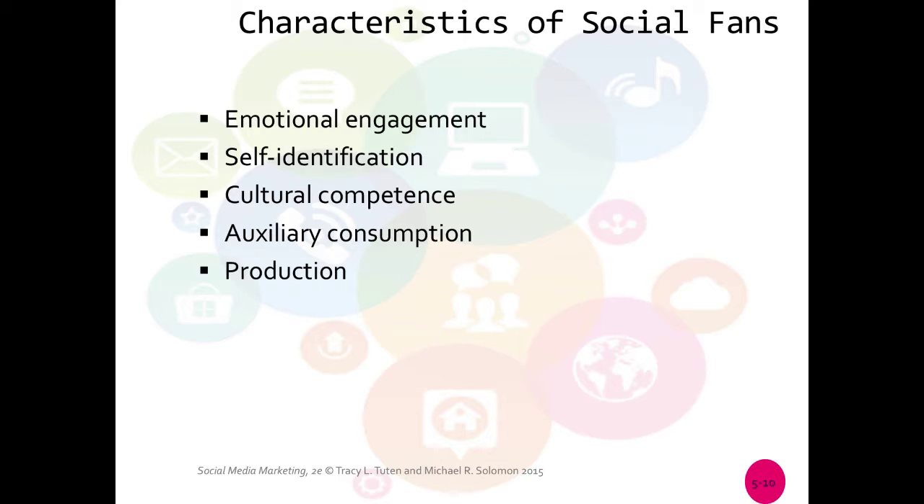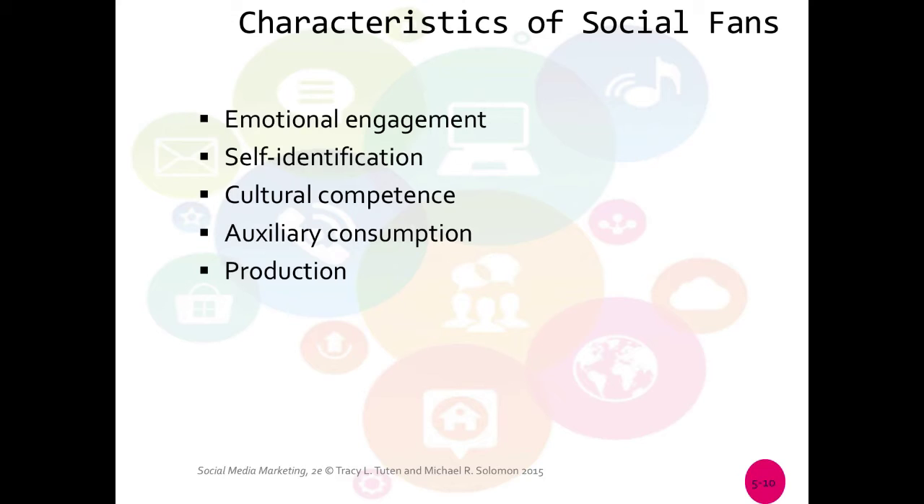Then there's auxiliary consumption. This is where a fan collects and consumes related items or paraphernalia. I have a couple of friends who are huge fans of Disney. They take trips to Disney World all the time. And if you look at their homes or their offices, you can see tchotchkes all over the place that are Mickey Mouse related or Disney related. I had another friend who was a big Warner Brothers fan, so everything they collected was Bugs Bunny and things like that. So these are the fans who will buy these related items that help them identify with that brand and connect to that brand even more.